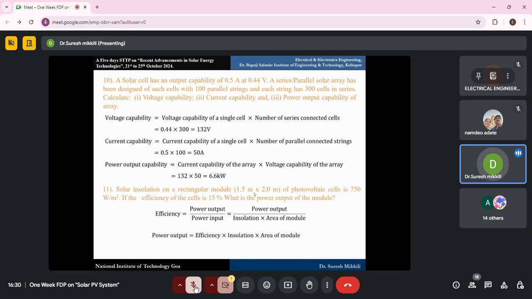Are you solving? Can I show you the answer? Efficiency 0.15, insolation is 750 watt per meter square, area is already given in meters, 1.5 into 2. How much should you get?